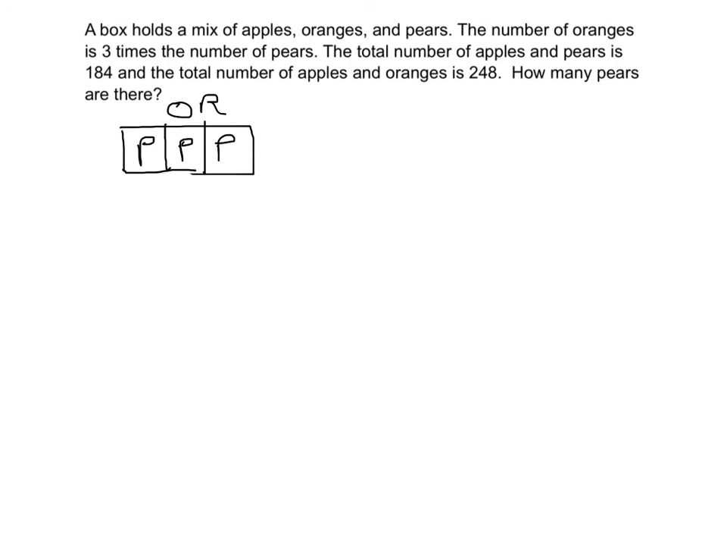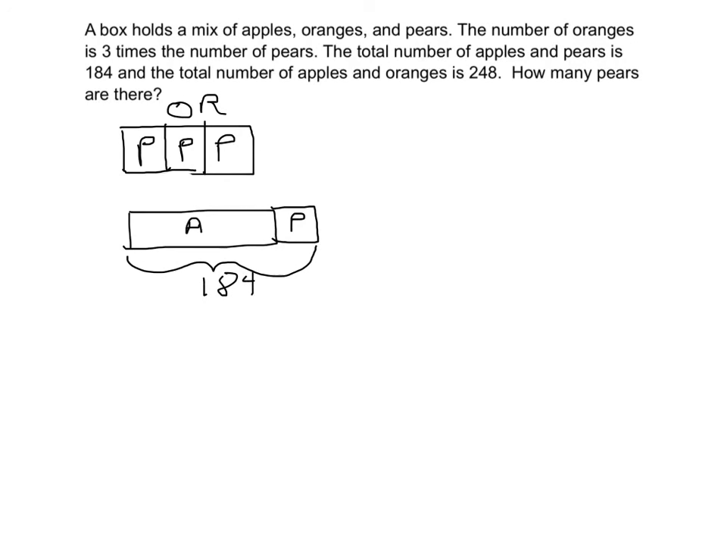Okay, next fact. Total number of apples and pears is 184. Well, we know how long to make the pears, not very long. So keep in sync with that. Let's just make apples. Don't know how long to make that, doesn't matter. Just guess. There's apples. Now add pears on there. We know the total, 184.